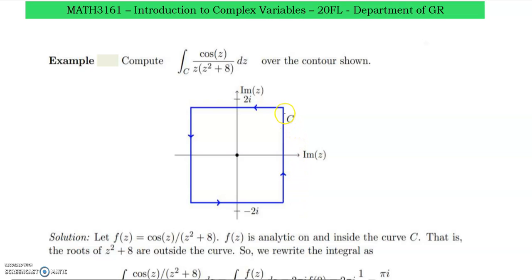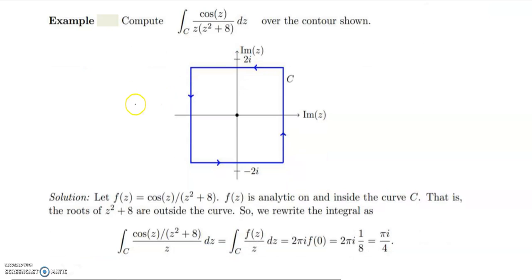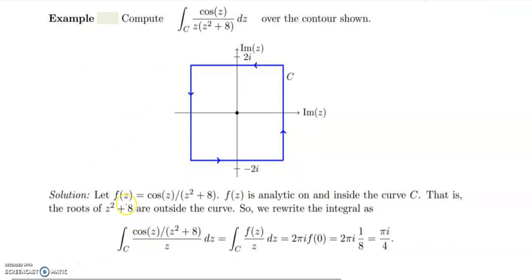Now first, what we have to do: you have to write the function and the points, then you have to check whether the points lie inside or outside. Now you see here, what is the function? f of z equal to cos z divided by z squared plus 8. f of z is analytic on and inside the curve, because the roots of z squared plus 8 are outside the curve.